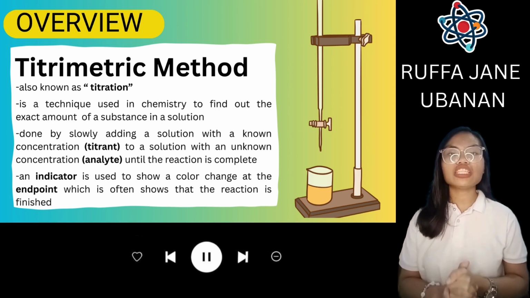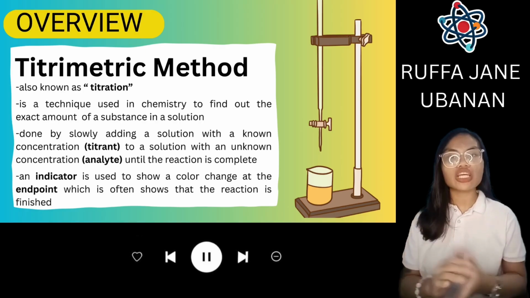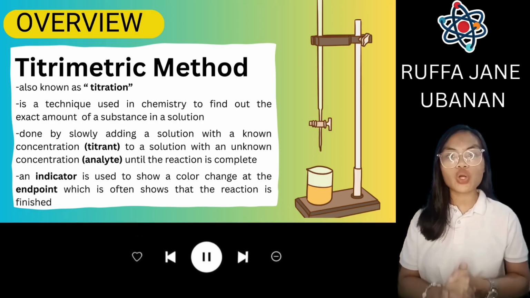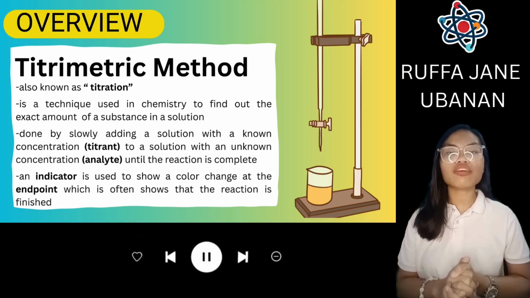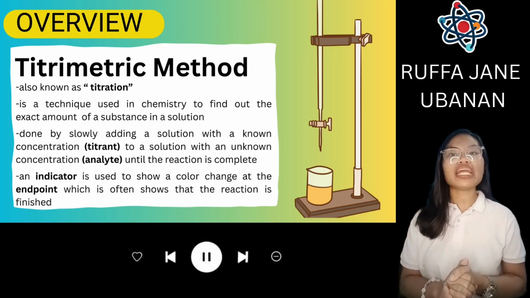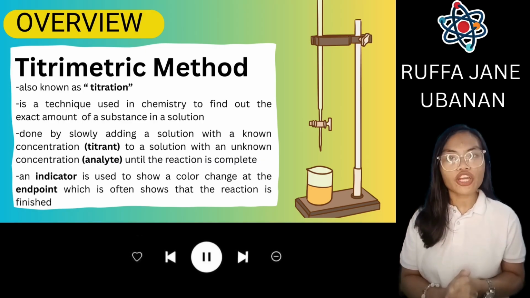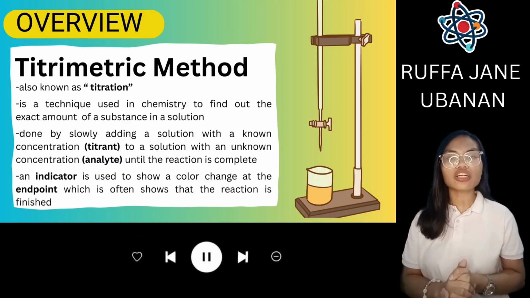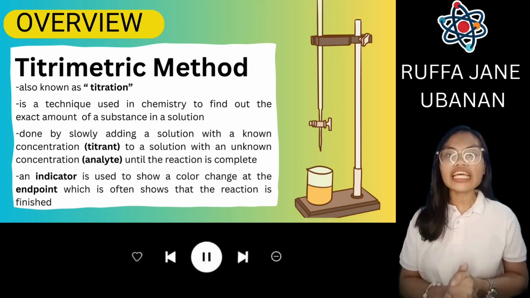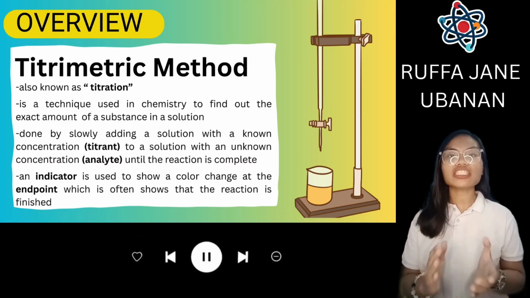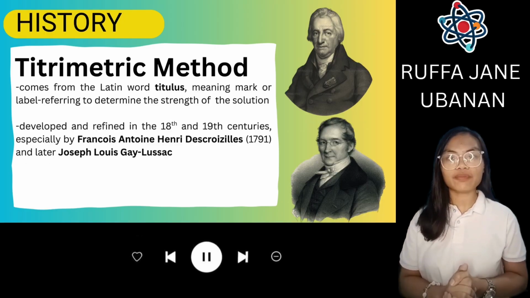An indicator is used to show a color change at the end point, which often shows that the reaction is finished. Indicator, by the way, is a chemical that shows the end point of the reaction by changing color, while end point is the point in the titration where the indicator changes color, suggesting the reaction is complete.